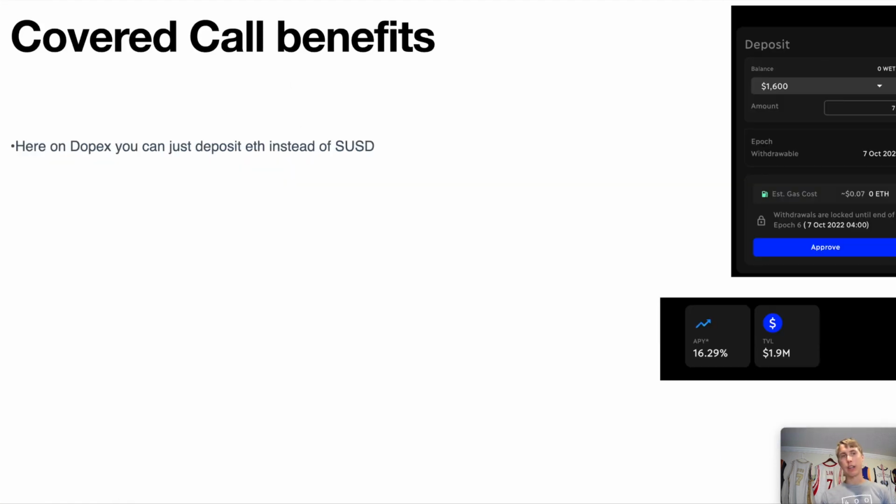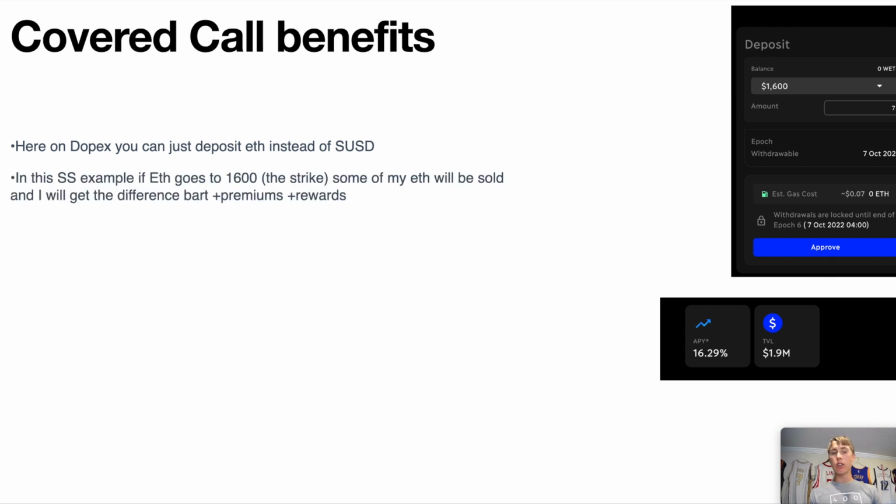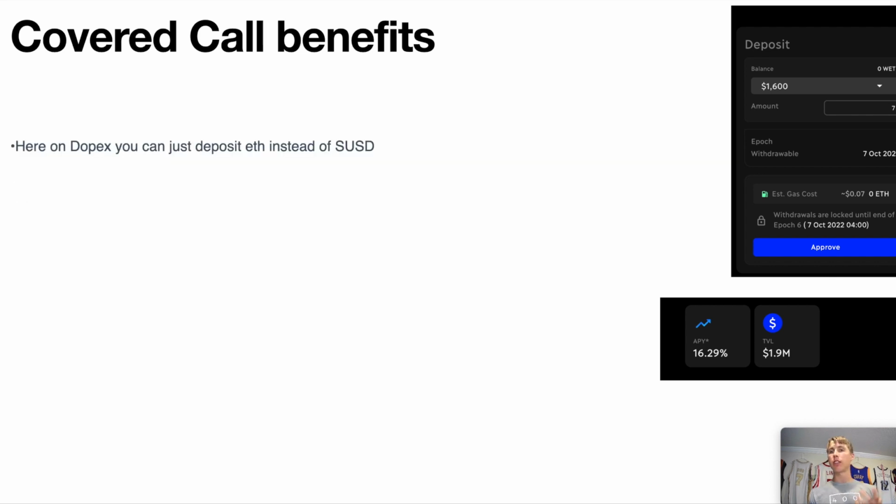So on Dopex, ignore the title, you can deposit ETH instead of SUSD. This means you can actually use Ethereum instead of some stable coins. You can earn a pretty juicy yield on this. This is the SSOV vault. So basically, if I'm selecting a $1,600 strike, that means based on the date of October 7th, if ETH is not trading at $1,600, I will get the premium as well as my Ethereum back.